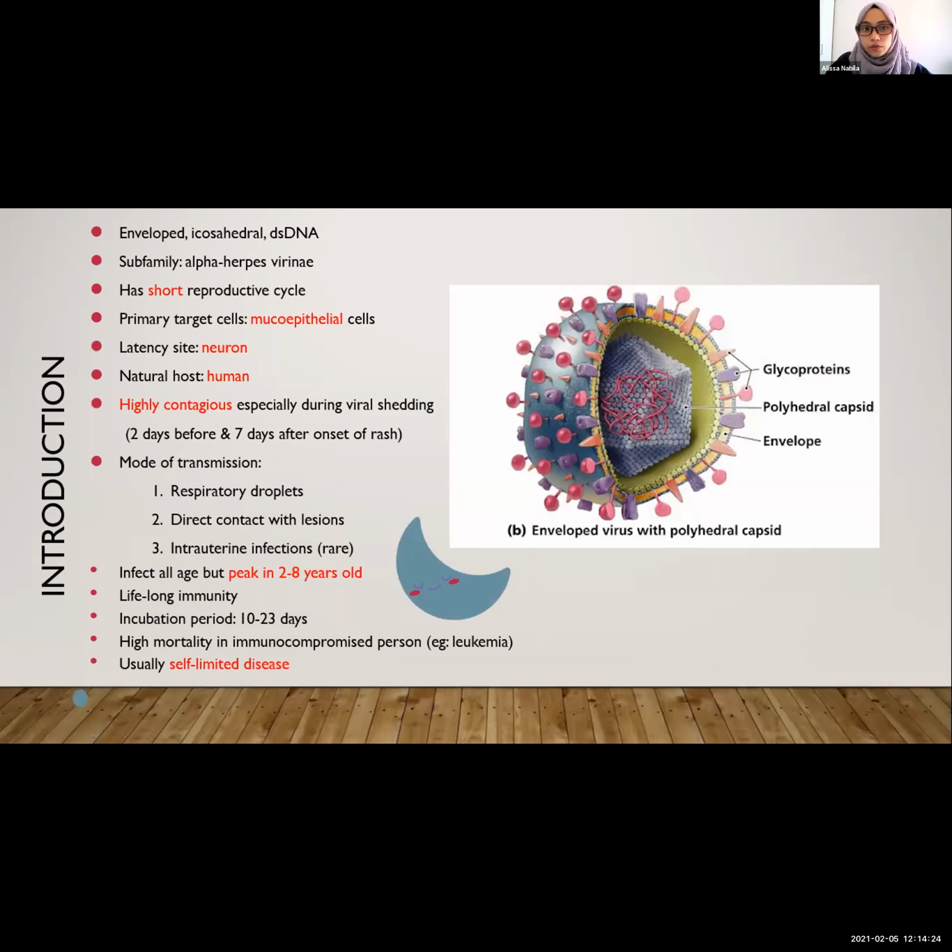Zoster virus is one of the human herpes viruses. In fact, it is human herpes virus type 3 out of 8. It has an icosahedral capsid and double-stranded DNA. The subfamily is alpha herpesvirinae, together with HSV1 and HSV2. It has a very short reproductive cycle and the primary target cell is usually mucoepithelial.